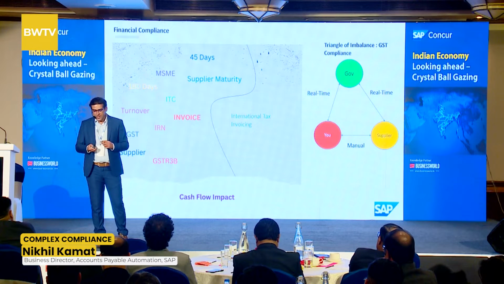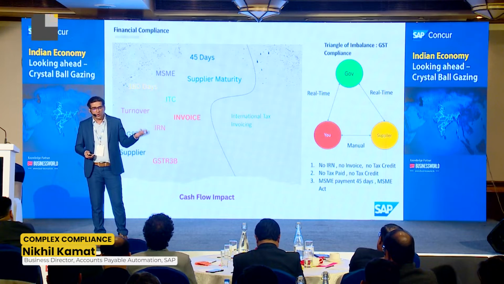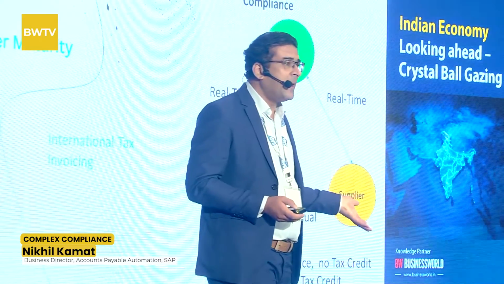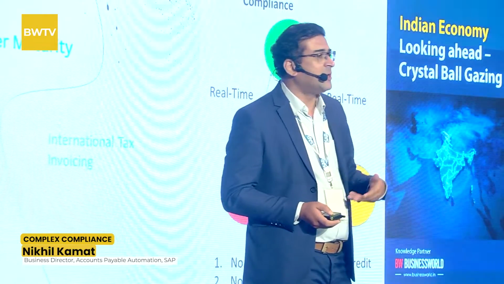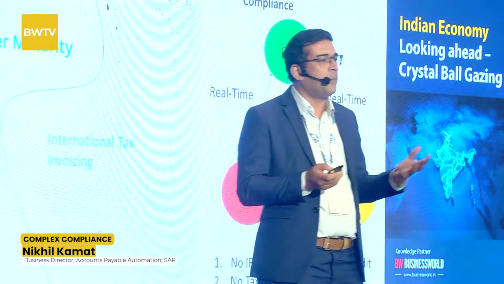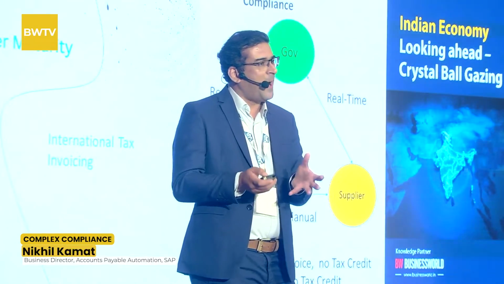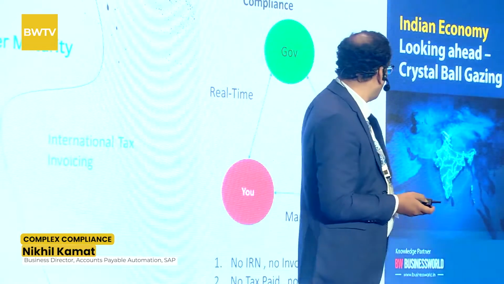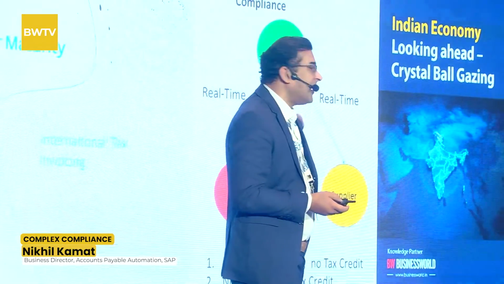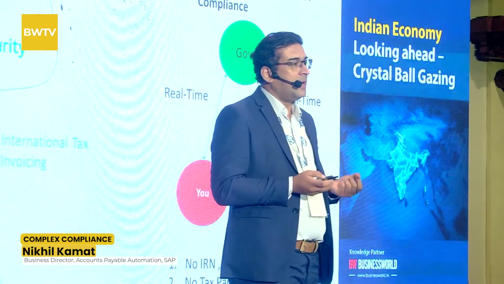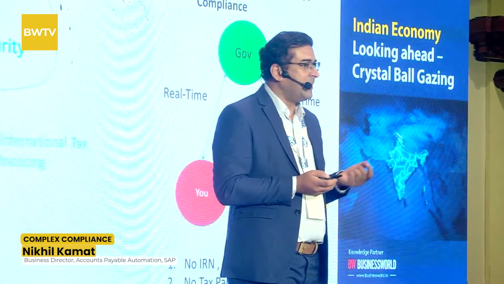Again, no IRN, no invoice, no tax paid, no tax credit, plus MSME: if you don't pay them in 45 days, they are liable to charge you interest. GST has its own way of charging a different interest rate, so a lot of these complications are there. Now, how do you balance this out, right? How do you ensure this imbalance becomes a balance? One of the most important factors is having this entire thing restructured, re-looked at, on how that entire collaboration happens in real time.